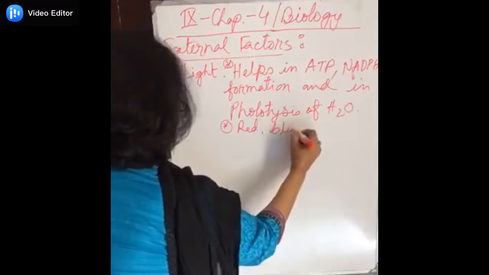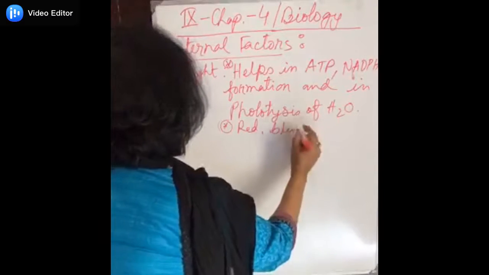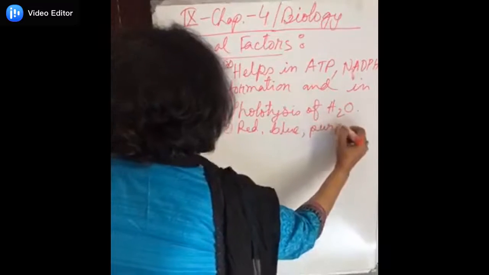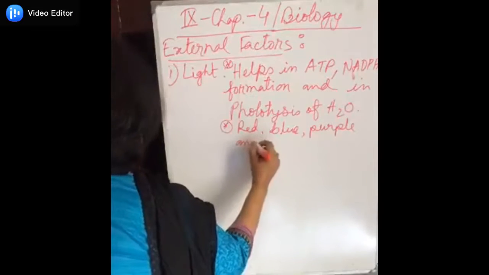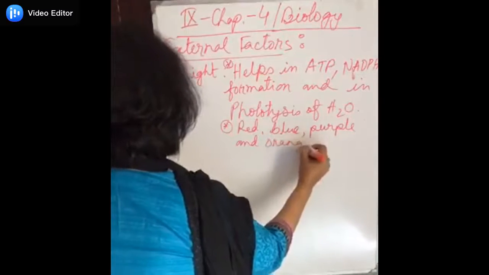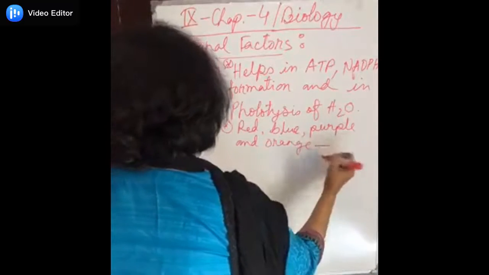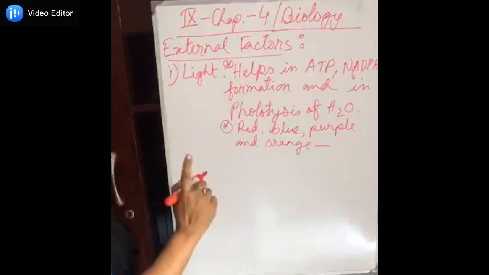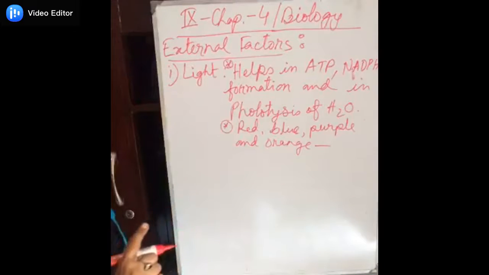blue, purple and orange. The light coming from the sun has 7 colors. Among them, the red, blue, purple and orange rays of light help photosynthesis more.